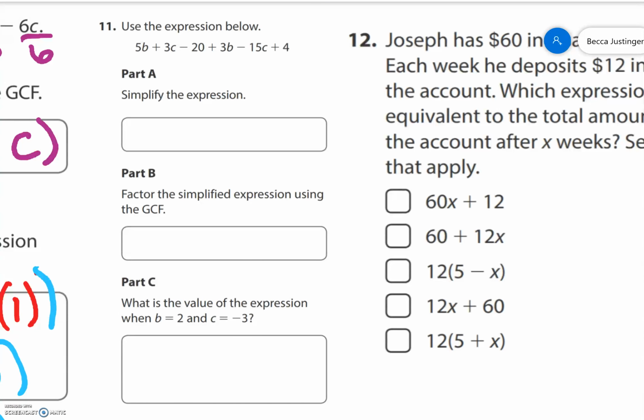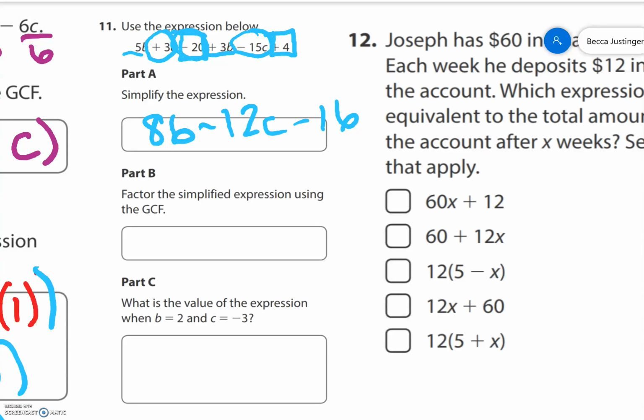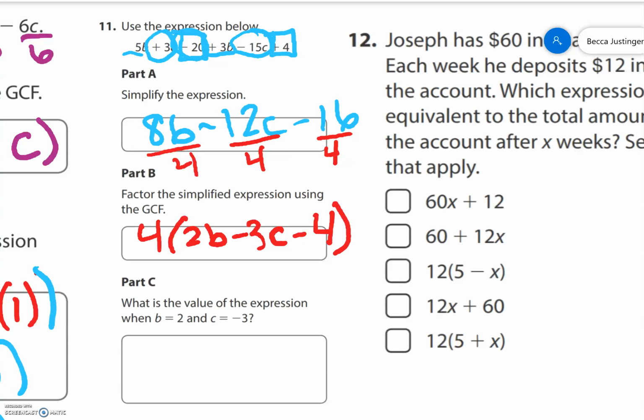Number 11, use the expressions below. Simplify. So I've got a 5b plus 3b. That's 8b. I've got positive 3c minus 15c. That's -12c. Then I have a -20. Oops, should have done a different color. -20 plus 4 is -16. Factor the simplified expression using the GCF. GCF of 8, 12, and 16 is 4. So I take a 4 out, and then 8 divided by 4 is 2b. -12c divided by 4 is -3c, and -16 divided by 4 is -4.